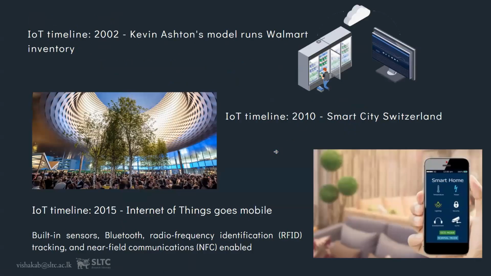So there are many applications currently ongoing in the world related to IoT networks. We can see smart cities available in Switzerland, and smart inventory systems available in the US and so on. So such kinds of applications are already available in the world.